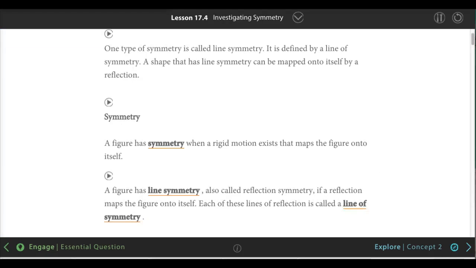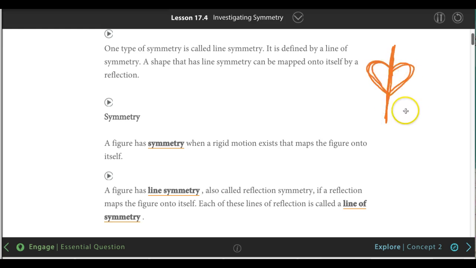A symmetry is basically explained this way. If I have a shape, like a heart, and I can draw a line over here, and if I were to fold the paper in half, and this side goes right on top of that side, this line is called the line of symmetry. And this heart is symmetric to this line of symmetry.